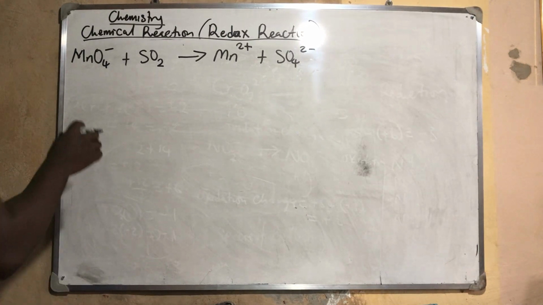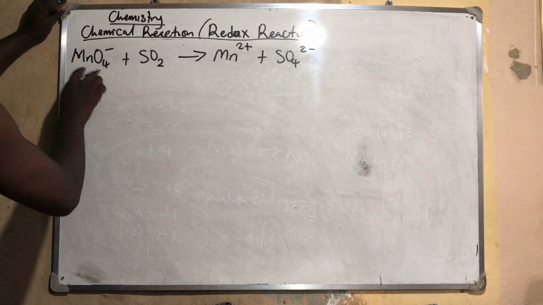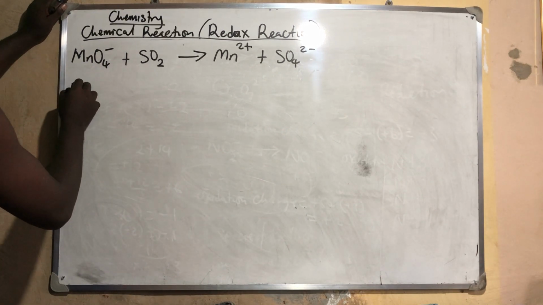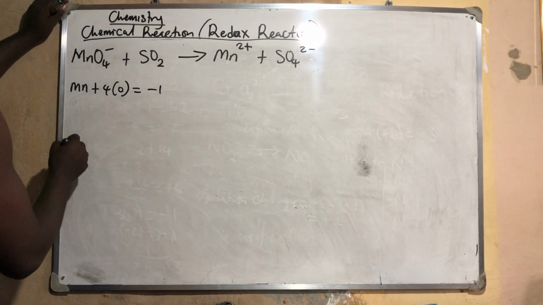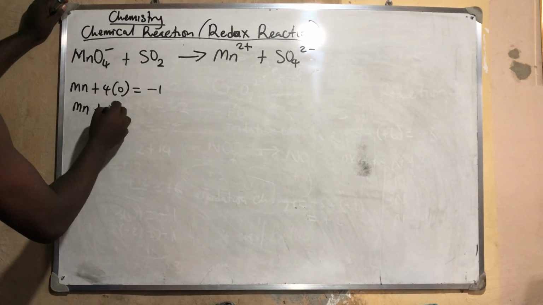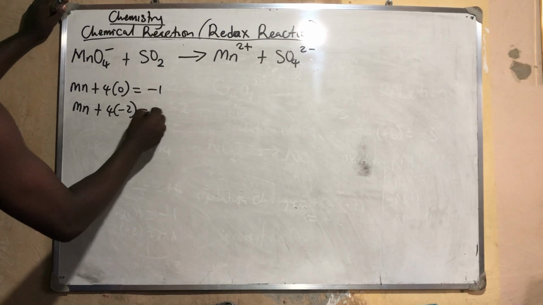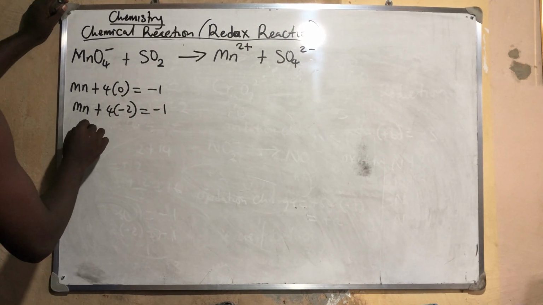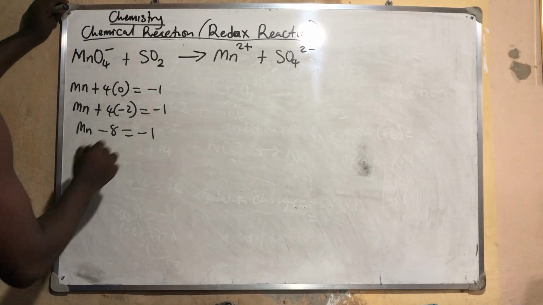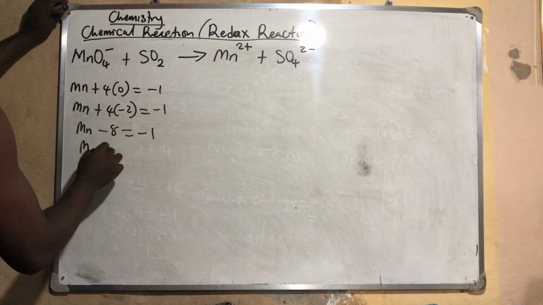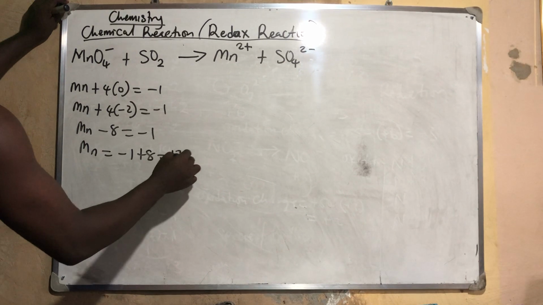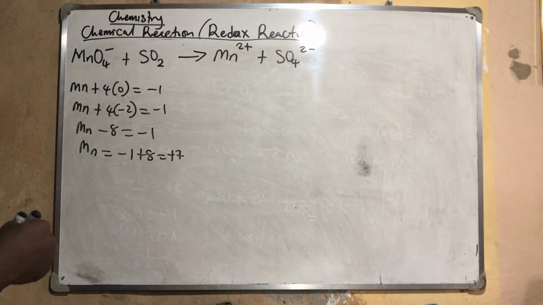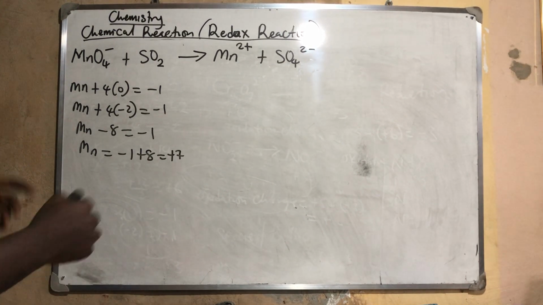Okay, now we need to get the oxidation number of Mn here. So we have that what? Mn plus 4 of oxygen is giving us -1. So Mn plus 4 into -2 is equal to -1. So Mn minus 8 is equal to -1. So Mn is equal to what? -1 plus 8, which is what? +7.